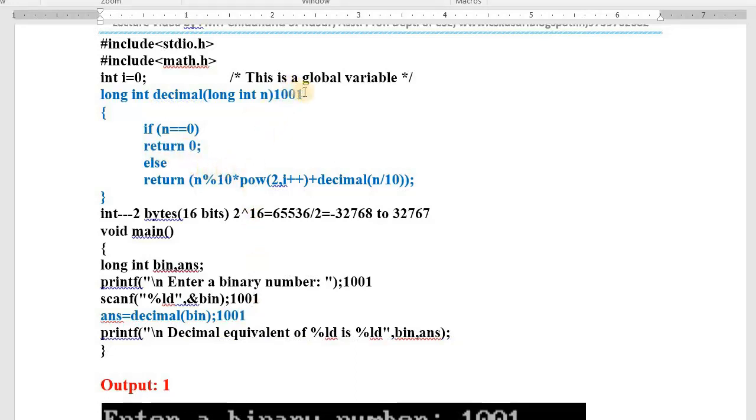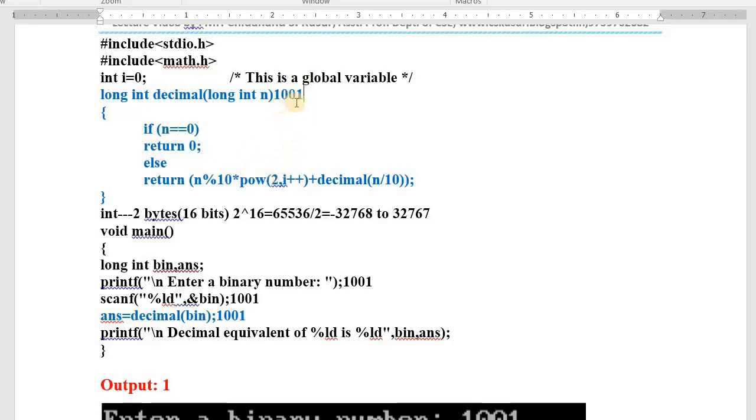We extract the last digit from this binary value. How to extract the last digit from this binary value, do you know? Already you know. We use the mod operator. 1001 mod 10 means we get the remainder. That means we get 1. 1 into 2 raised to 0. Yes, the first digit we multiply with 2 raised to 0.